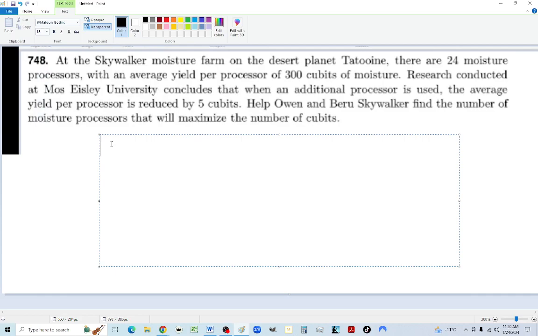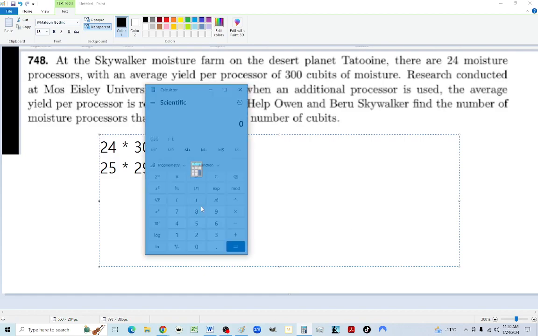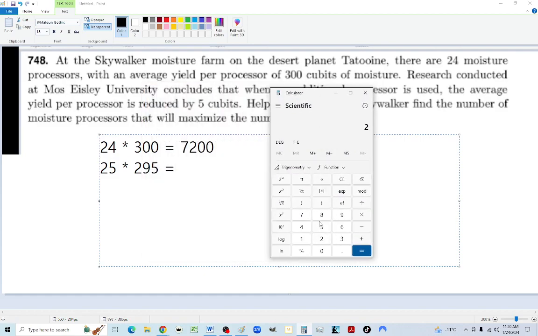So you can see that when there's 24 units times 300, we get a specific yield of 2 times 600, 6,000, 7,200. And you can see that even though we're going down in yield and up in units, you're still going to get a higher yield. So 25 times 295. So it's still going up.